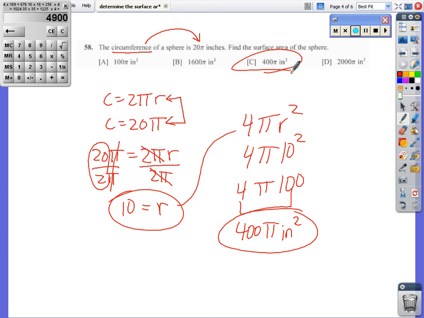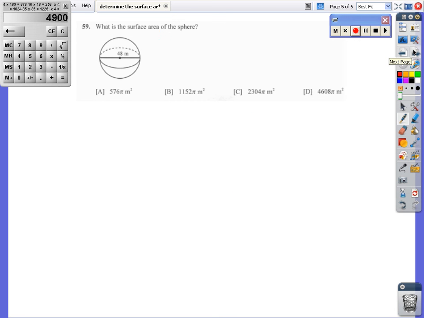A little bit of a new wrinkle in that one with the circumference. You had to use the circumference formula to find the radius and then plug the radius into the 4 pi r squared. Surface area of a sphere.